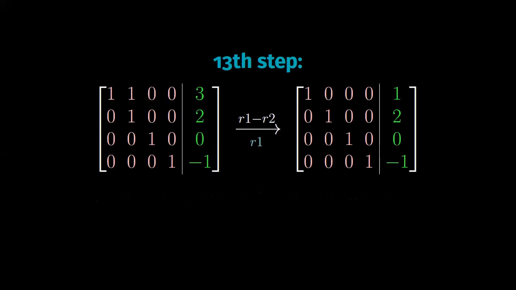Why is this matrix so interesting? Because the vertical line of green numbers gives us the solution to our system. More precisely, we have x equal to 1, y equal to 2, z equal to 0, and w equal to minus 1. And that's it. We finally solved the system using only operations on the rows of the augmented matrix associated to our system.